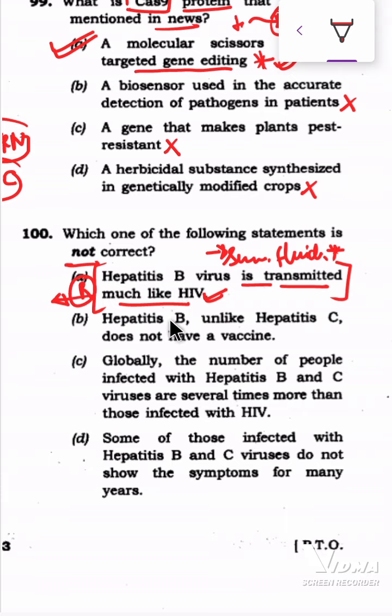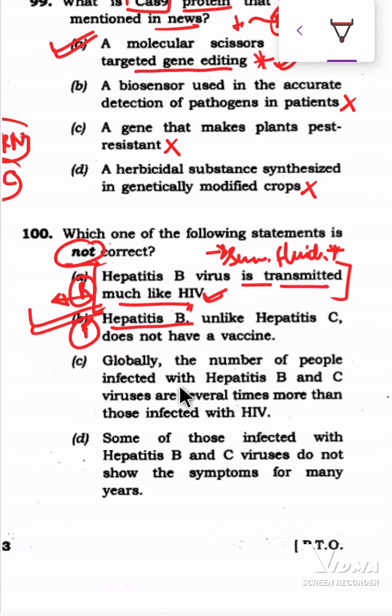Option B, hepatitis B, unlike hepatitis C, does not have a vaccine. No, it's false, because hepatitis B has a vaccine. Hepatitis B causes a problem in the liver, and it damages the liver in the long run. So it is actually a preventable disease. If you take the proper vaccine at the right time, then you can prevent the disease from occurring. So this statement is false. The question is asking what is not correct, so you can mark B as the right answer.